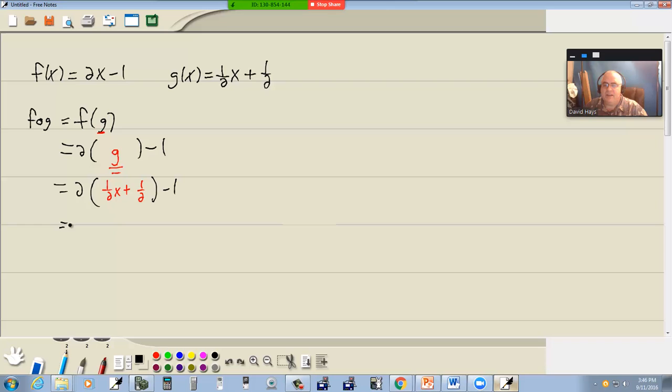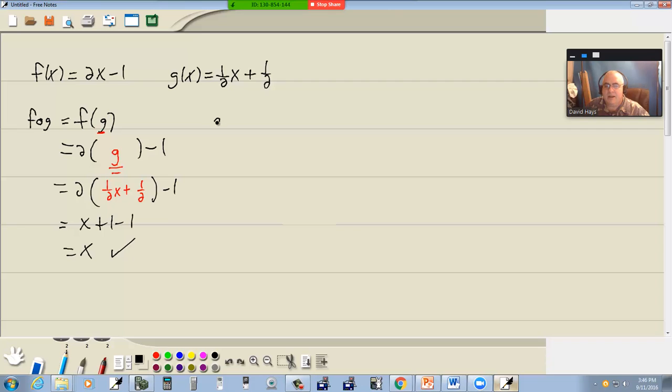And now if I simplify this, 2 times 1/2 gives us 2/2, or 1x. 2 times 1/2 is 1. Then I bring down the minus 1. And 1 minus 1 gives us just a simple x, which is what we're wanting.